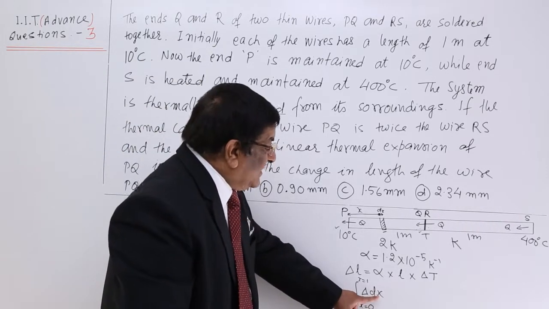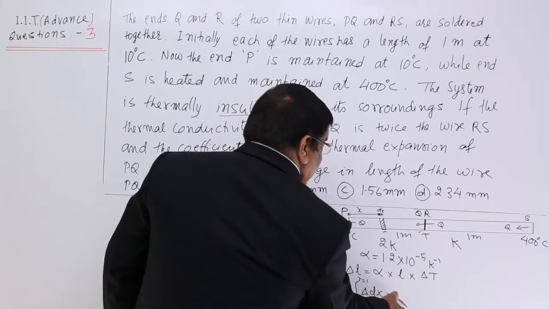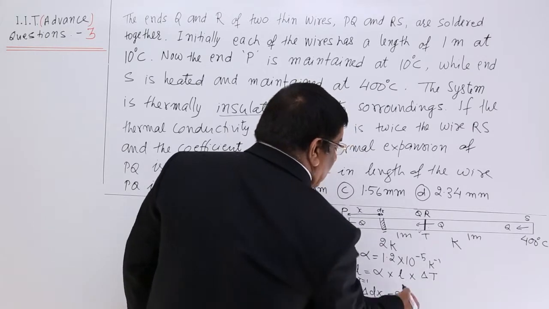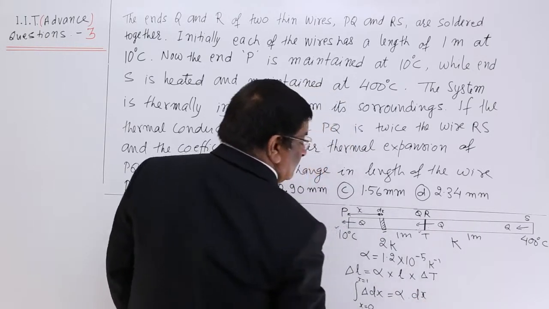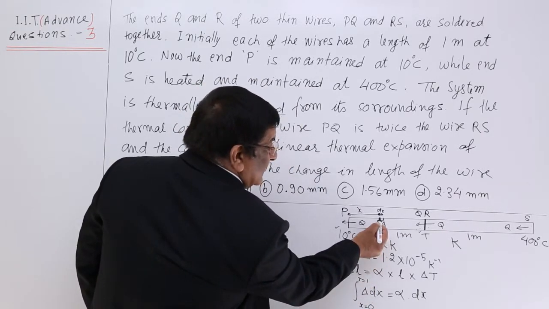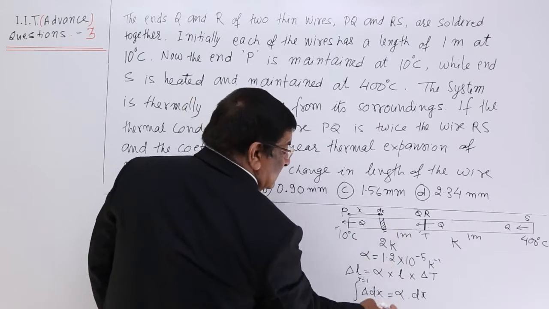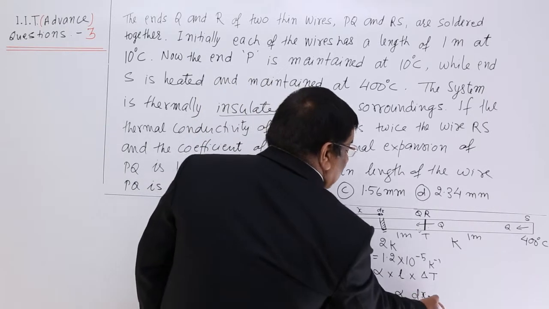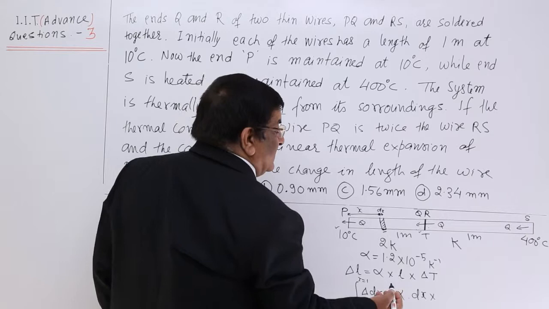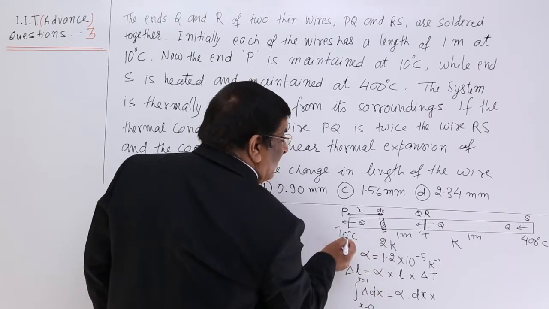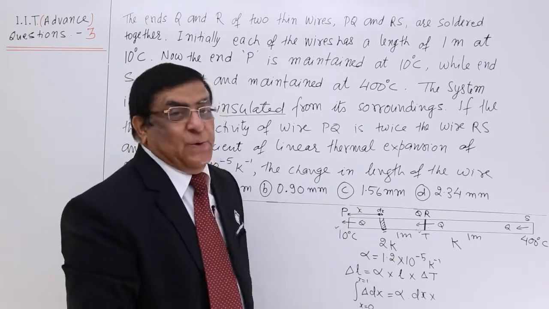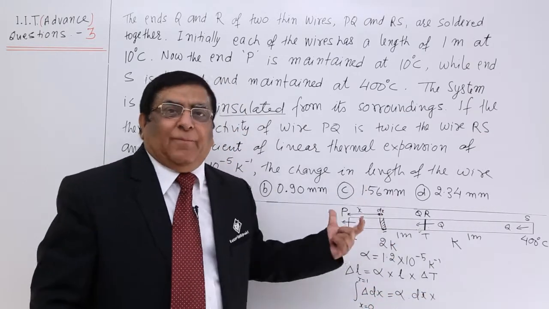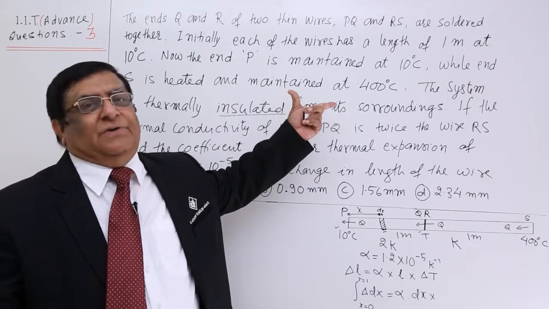But how do we get this expansion in dx? We get it from alpha, the change in temperature, and the length dx. See, I am calculating only for dx. The length of dx is dx. The temperature coefficient is alpha, and I have to multiply it with the change in temperature. Change in temperature means what? Earlier it was at 10. Now at what temperature is this? This I should know, but I cannot find it here. So I take help of the first situation which is given to us.